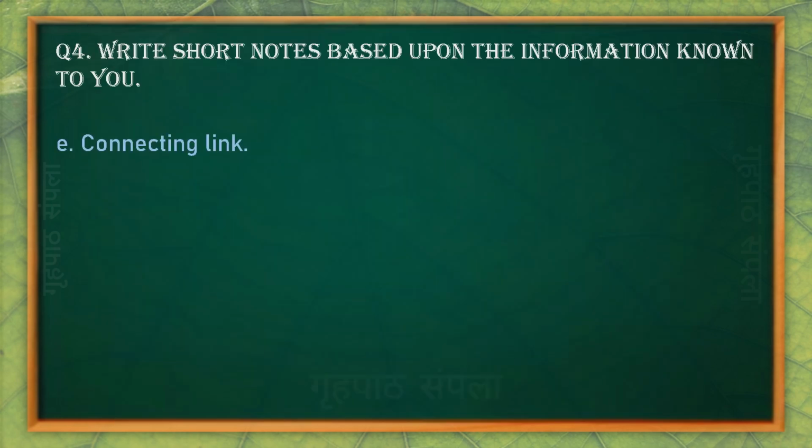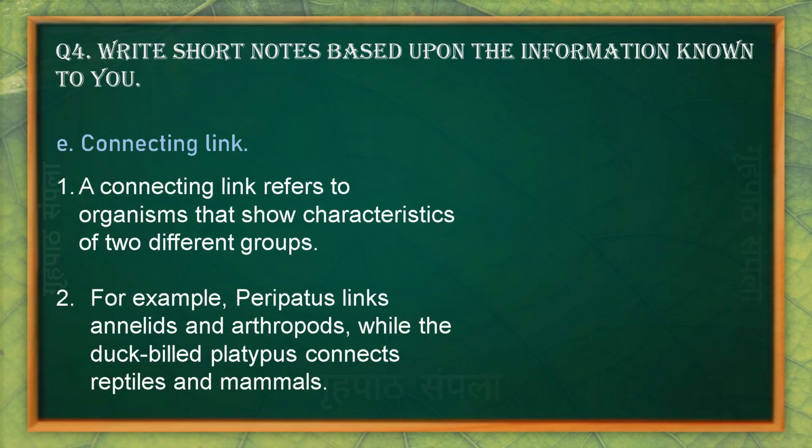E. Connecting link. A connecting link refers to organisms that show characteristics of two different groups. For example, Peripatus links annelids and arthropods, while the duck-billed platypus connects reptiles and mammals.